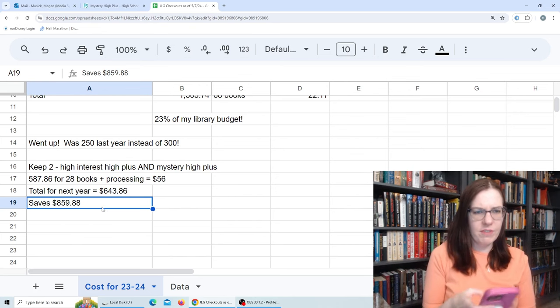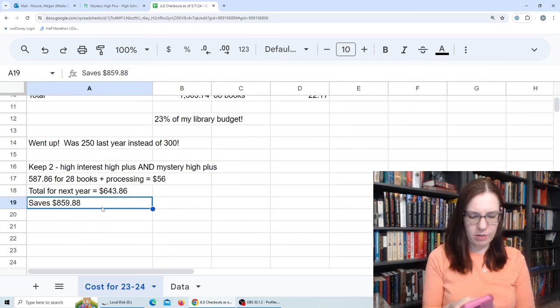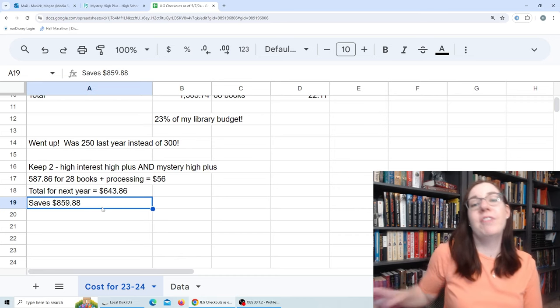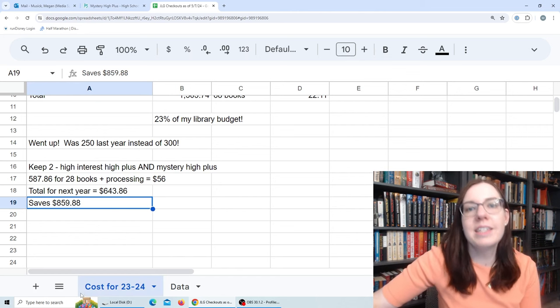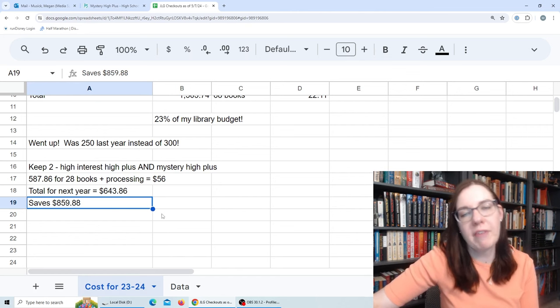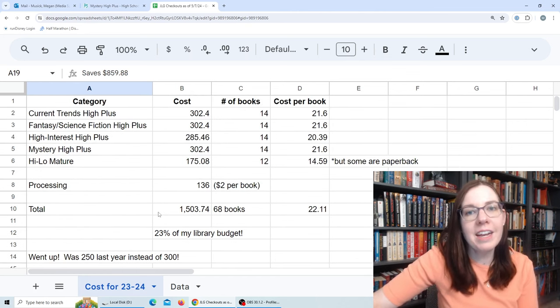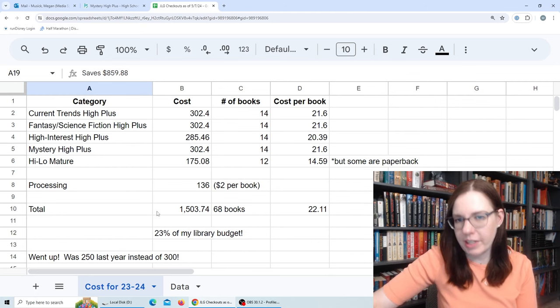In fact, $859 would get me, let's do a little math here. Let's say they are about $15 per book on Amazon, somewhere around 57 books. And if I did it with Junior Library Guild, I would have $22 a book, 39 books. So I could get like 18 more books basically and have to process them myself, but possibly have books that are more frequently checked out. So I think that's what I'm going to do.